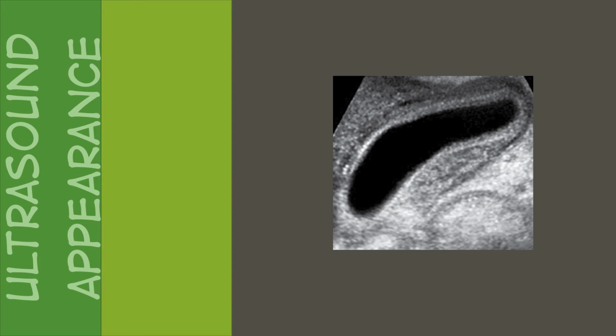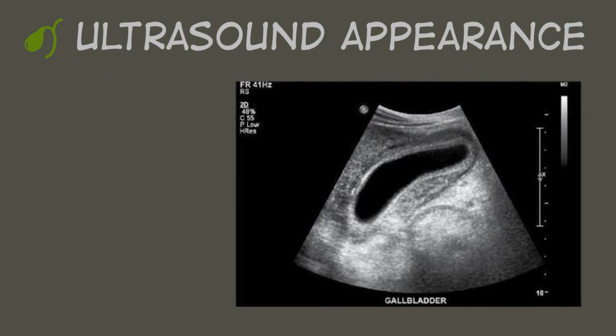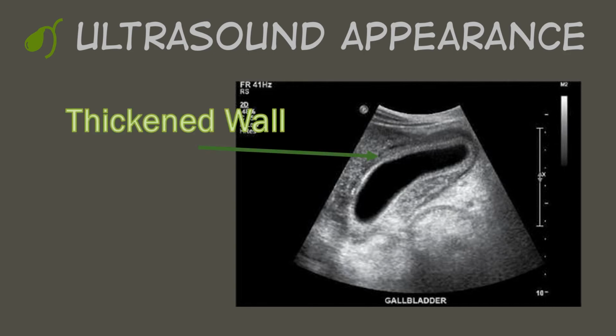So let's take a look at what acalculous cholecystitis looks like on ultrasound. As with any other cholecystitis, the main thing that we're looking at is what that wall looks like. Does the wall appear thickened? In acalculous cholecystitis, we definitely will have a wall that measures greater than 3 millimeters. The other thing ultrasound-wise is that we are not going to see a stone anywhere within that gallbladder lumen.